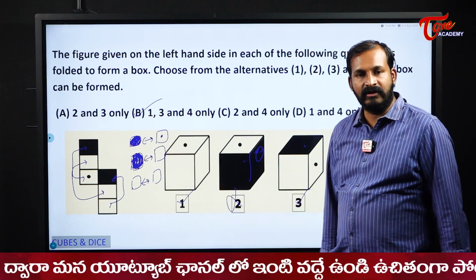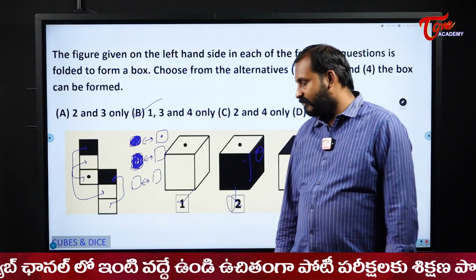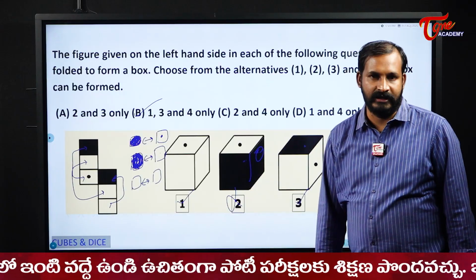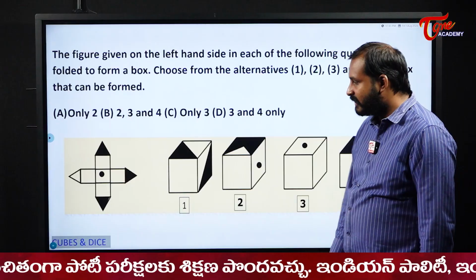There are chances for all the three projections 1, 3 and 4, and we will mark our answer as option B. Option B. Right? Next one. Now similarly solve this one.